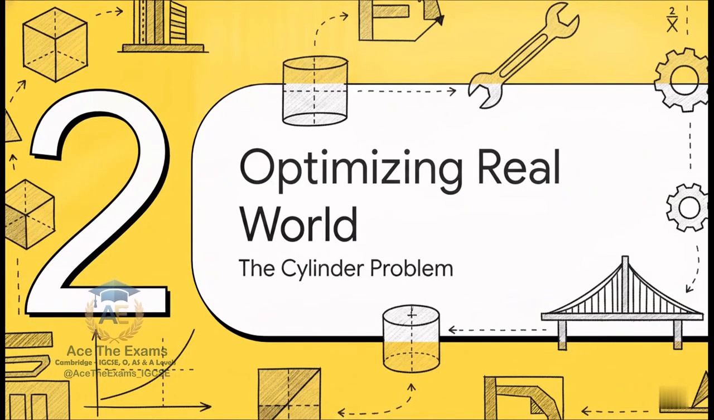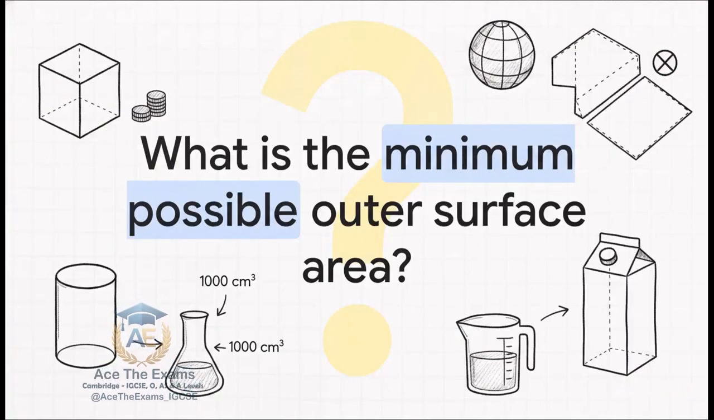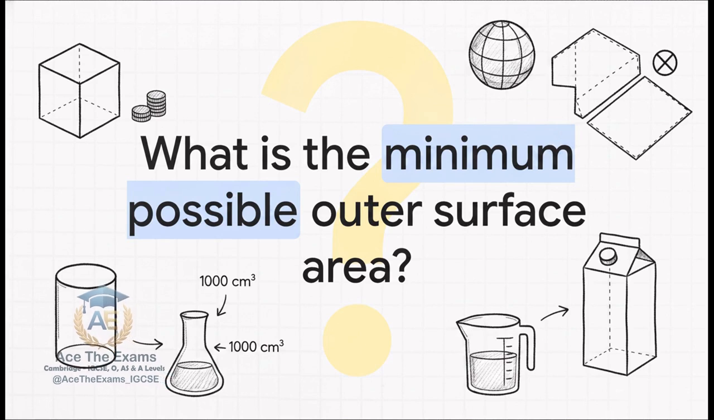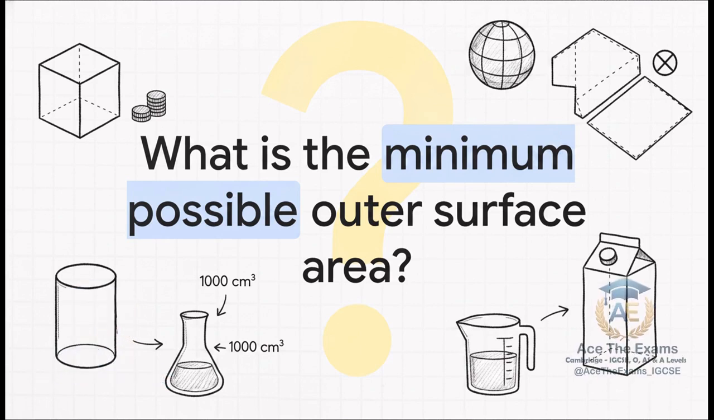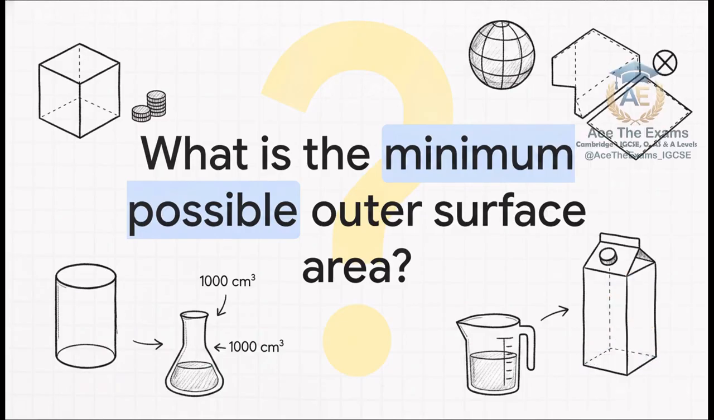Moving right along to Section 2, optimizing the real world with the cylinder problem. Let's see how all this pure algebra actually helps us optimize physical objects. This is the exact moment where calculus stops being just numbers on a page and becomes a legitimate tool for engineers and designers. We've got a classic optimization hurdle here, a container with a fixed volume of 1,000 cubic centimeters, and we need to use calculus to minimize the surface area.